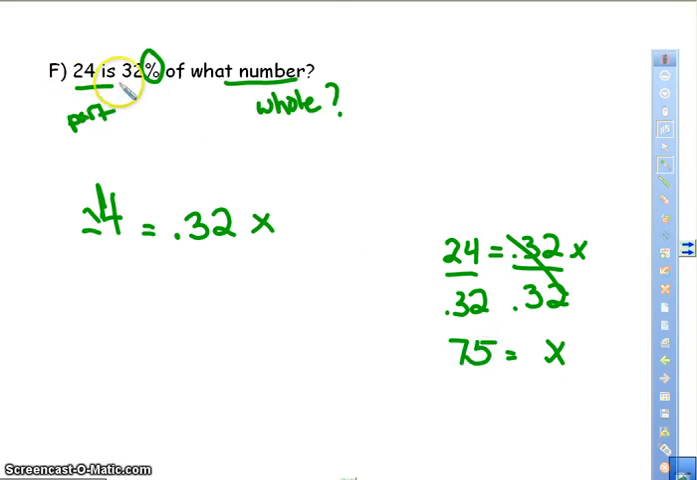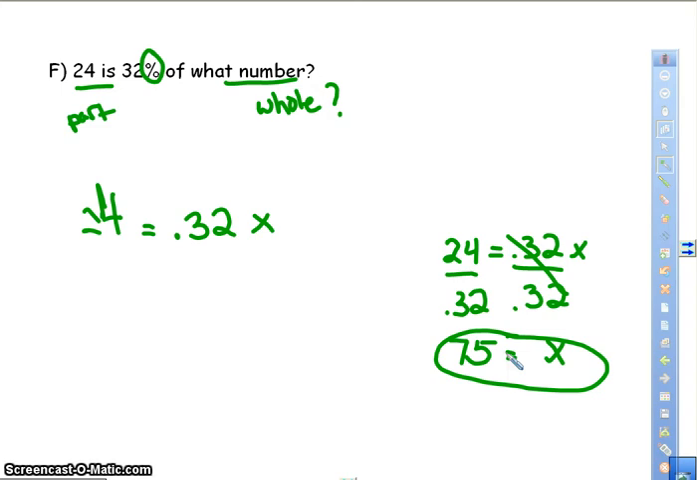So 24 is 32% of what number? And that number is 75. X equals 75. Because I'm finding the whole, and 32% of that number is 24, remember that that number should be larger. Depending on what you're finding it of or what you're finding it for, they should be larger or smaller according to what the percent is.